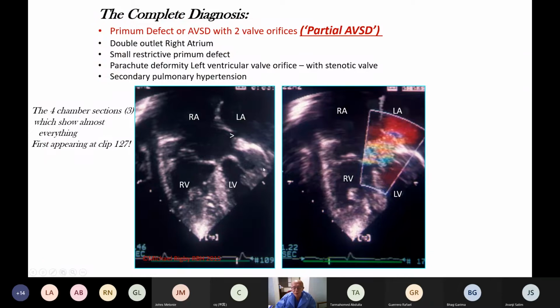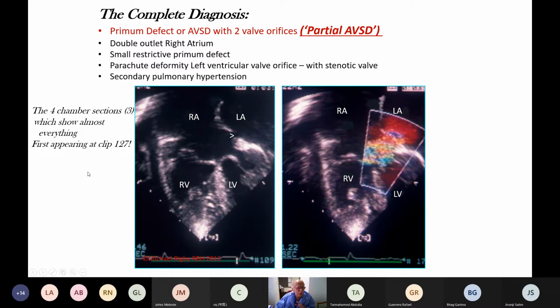And as it turned out, there was also a parachute deformity of the left ventricular valve orifice, which was effectively stenotic. Also, inevitably, the patient had pulmonary hypertension with a very loud P2, very active precordium. When I looked at the echocardiogram at the Brompton, the first 4-chamber clip appeared at clip 127, and there were only 3 of them.